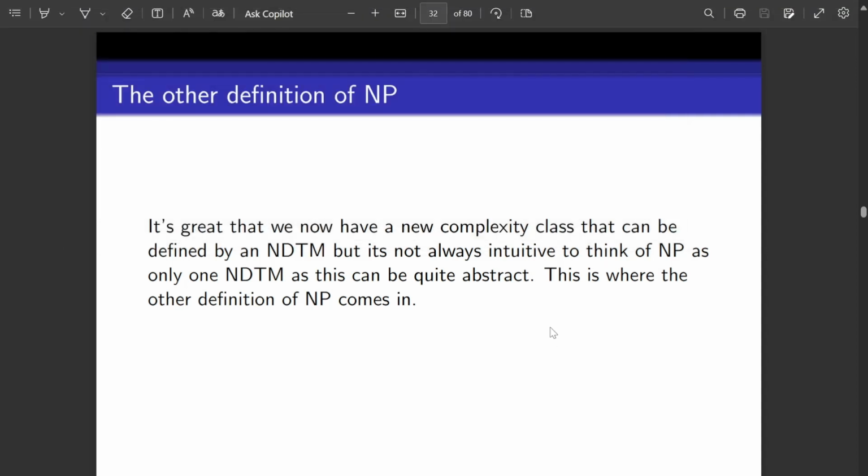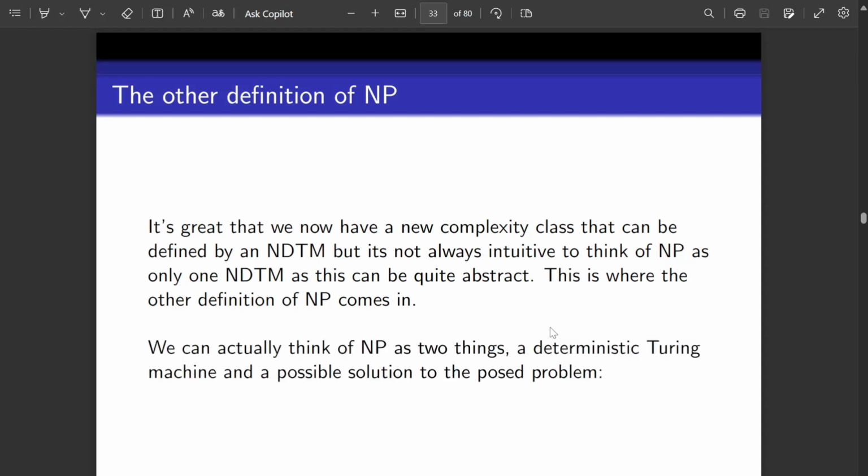All right, so it's great that we have a new complexity class that can be defined by a non-deterministic Turing machine, but in our exams, it's not always intuitive to think of NP as only one non-deterministic Turing machine, as it can be quite abstract and difficult to actually implement. So this is where the other definition of NP comes in. We can actually think of NP as two things: a deterministic Turing machine and a possible solution, which we call a candidate.